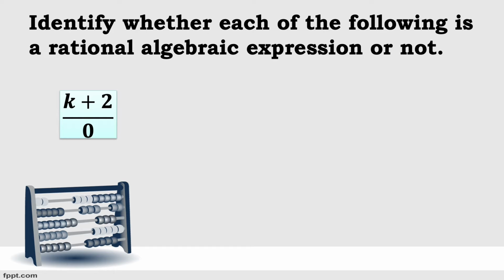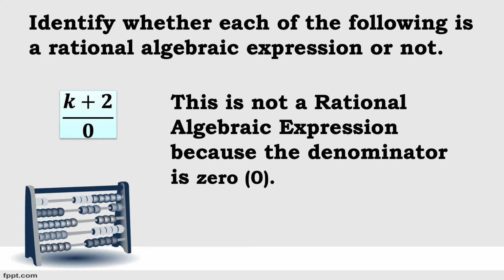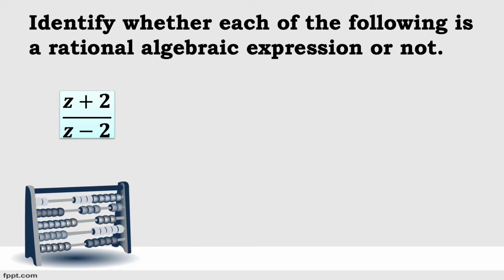K plus 2 over 0. So this is not a rational algebraic expression because the denominator is 0. So sabi sa definition kanina na kailangan hindi equal sa 0 yung denominator. Next. Z plus 2 over Z minus 2.